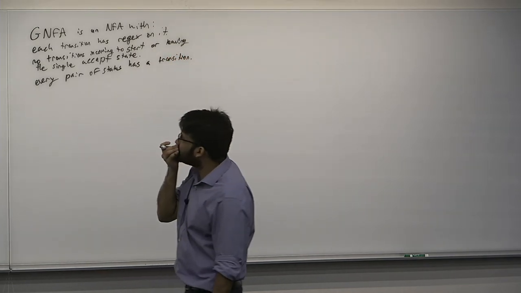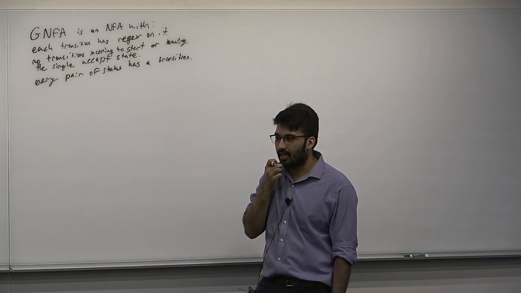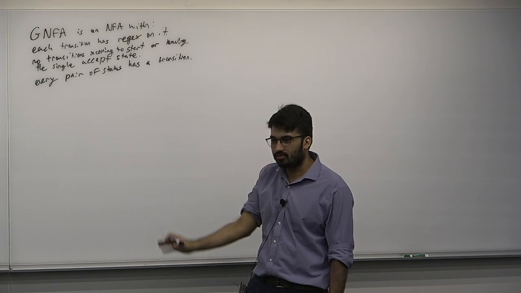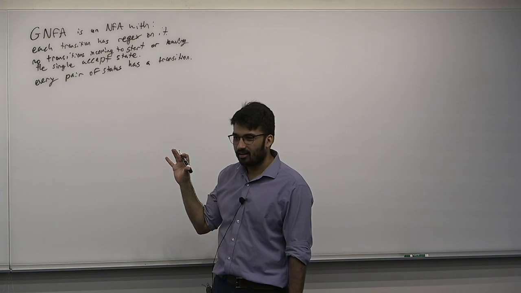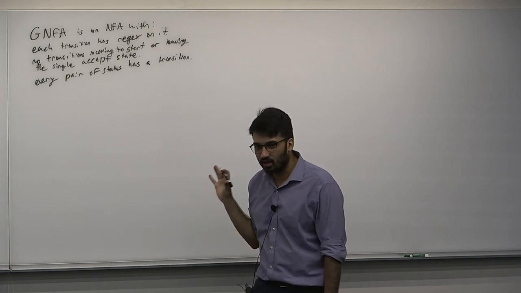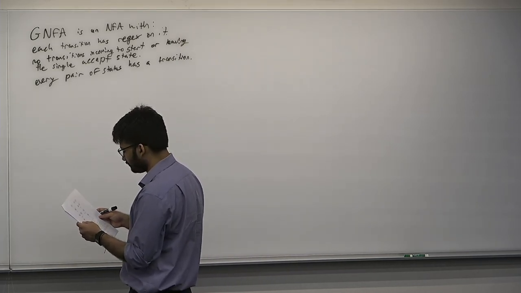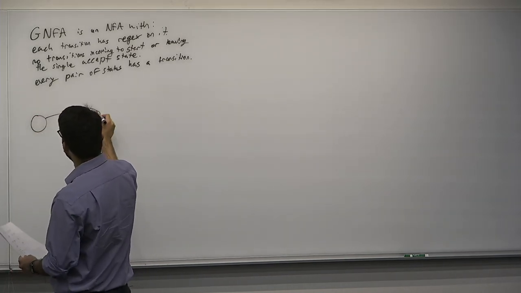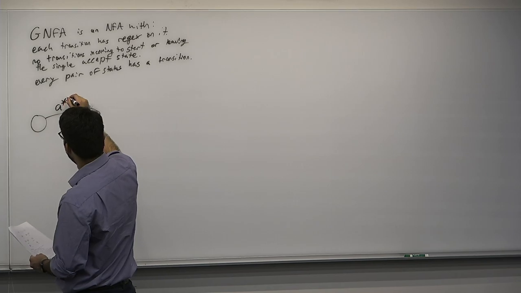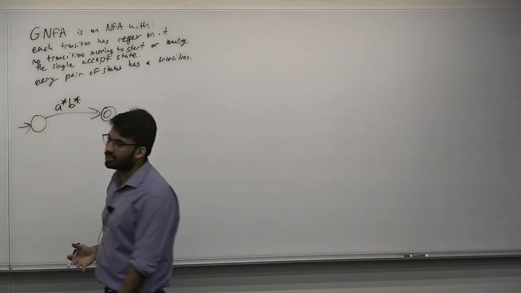So this is what a GNFA is, and a GNFA is quite literally just an NFA where, instead of single symbols on the transitions, it has entire regular expressions on the transitions. To give you a quick example, we could put quite literally any regular expression on a transition. We could do something like A star, B star, right? Something like this. So this is a GNFA.